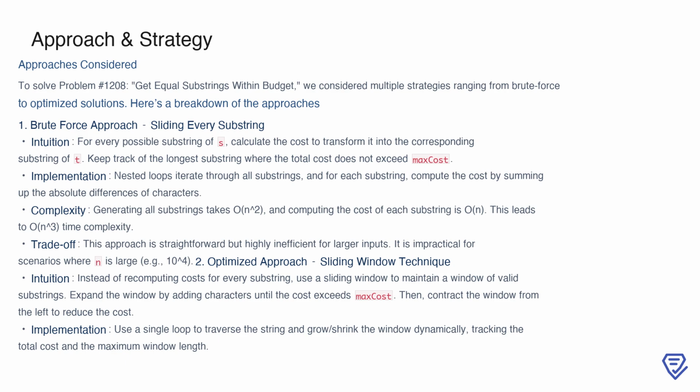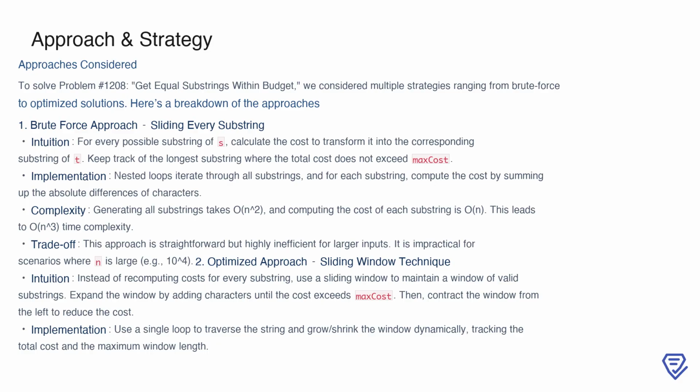Although this method is simple to implement, it is computationally expensive. Generating all substrings takes quadratic time, and for each substring, calculating the transformation cost requires additional linear time. This leads to an overall time complexity of n cubed, which is impractical for larger strings, such as when n is 10,000.